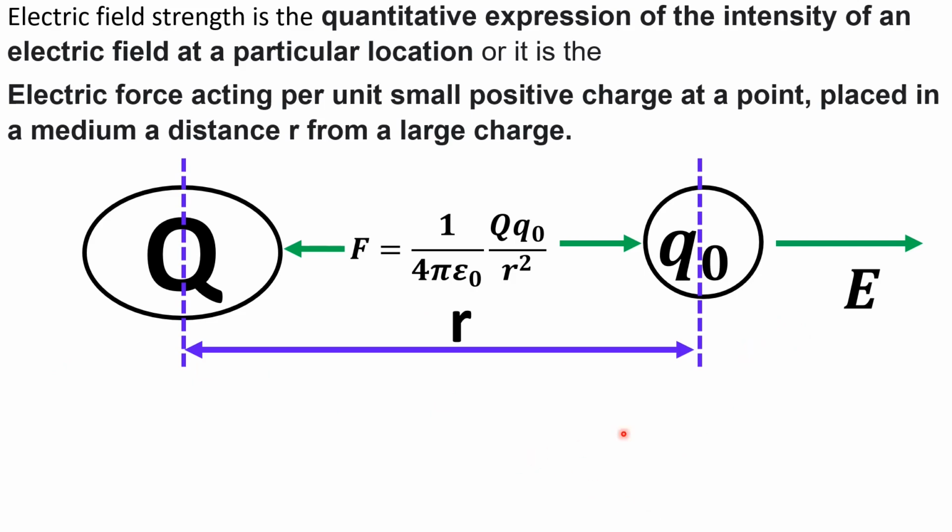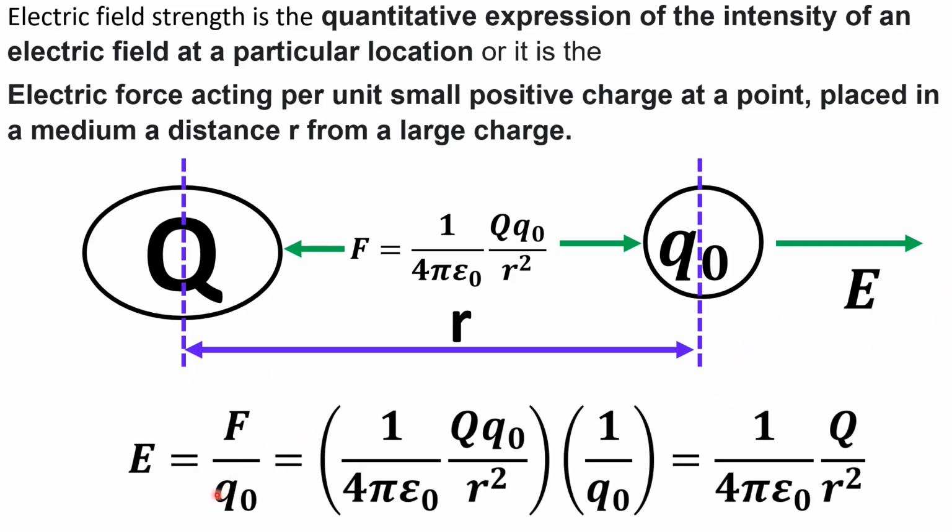Effectively, for us to be able to calculate the electric field strength, we are going to use definition 2, that is this definition, the electric force acting per unit small positive charge. So this is the mathematical expression of the definition, and since the electric force F is given by 1/4 pi epsilon 0 Q Q0 on r squared, then replacing this expression for F in the expression for E and dividing it by Q0, we notice that this Q0 is going to cancel this, and we are going to be left with 1/4 pi epsilon 0 Q on r squared. And this is the defining equation for the electric field strength.